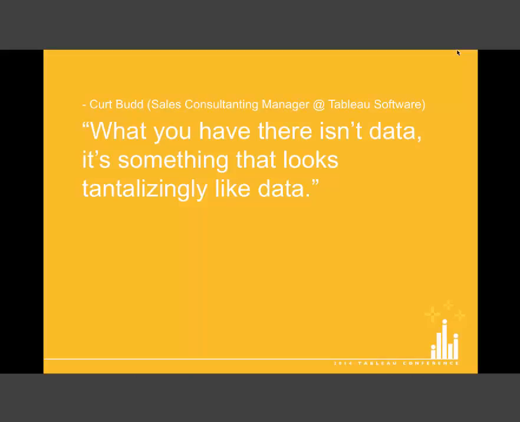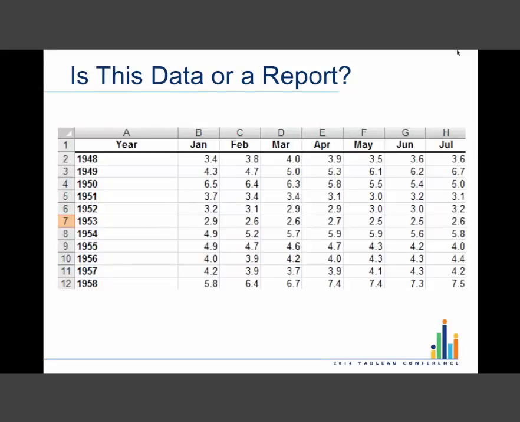A friend of mine actually once said, what you have there isn't data, but it's something that looks tantalizingly like data. So we'll start off with, and you're all muted, but just ponder this for a moment. Is this data, or is it a report? So if you look at this, you've got a year column, but then you've also got columns going across. And if anybody's connected to data like this before, it ends up looking a little funky and being a little hard to work with.